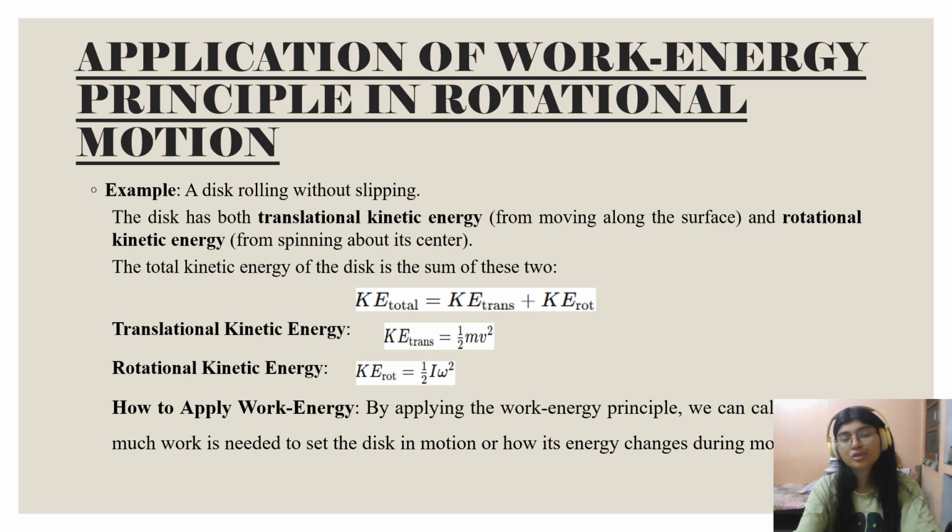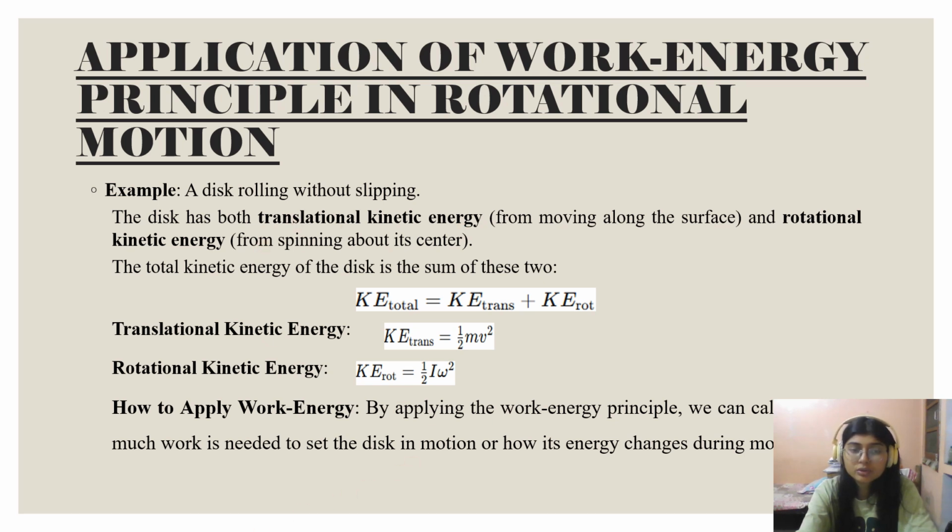Moving ahead, we are also to discuss the application of work energy principle in rotational motion. And for such a case, we can take an example of a disk rolling without slipping. In such case, a disk has both translational kinetic energy, that is moving from a point A to B along the surface, and rotational kinetic energy, that is spinning about the center of the disk. And the total kinetic energy of the disk will be the sum of these two, that is the rotational kinetic energy plus the translational kinetic energy.